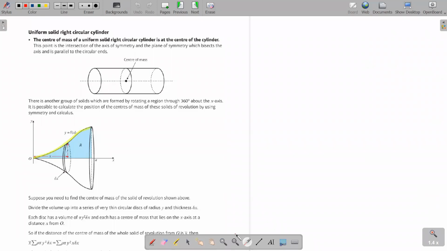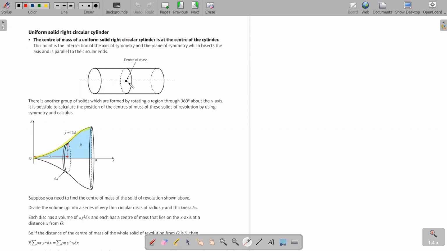All right, guys. So the next shape is a uniform solid right circular cylinder. So this is also quite an obvious shape. You really don't need to go through a lot of trouble to find the center of mass, right? Because the center of mass of a uniform solid right circular cylinder is at the center of the cylinder. So it's really obvious.